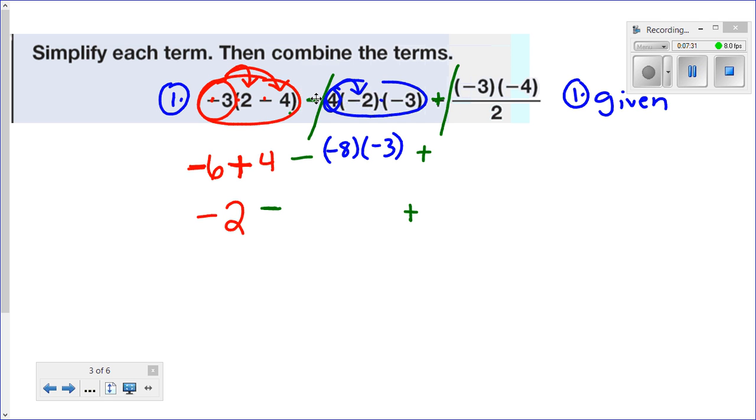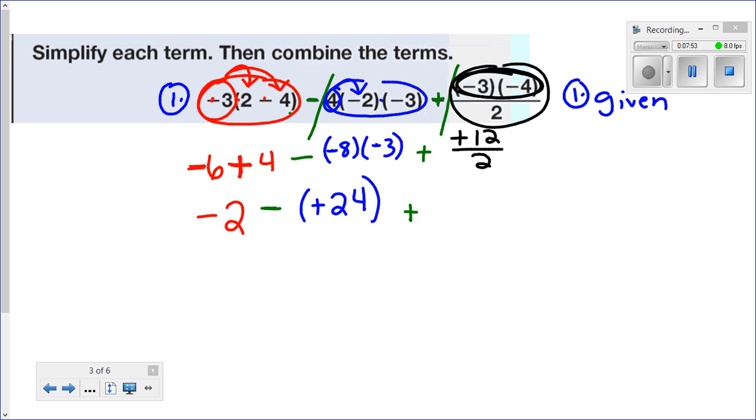And we're still multiplying by that -3, which gives us a positive 24, because a negative times a negative is a positive. And the last term back here we need to simplify. The first thing we're going to do is always simplify our numerator first. -3 times a -4 is a positive 12. And we still have that division by 2 in the bottom. Positive 12 divided by 2 is going to be a positive 6. Okay, now that you have all of your terms simplified, we can begin to add and subtract from left to right.